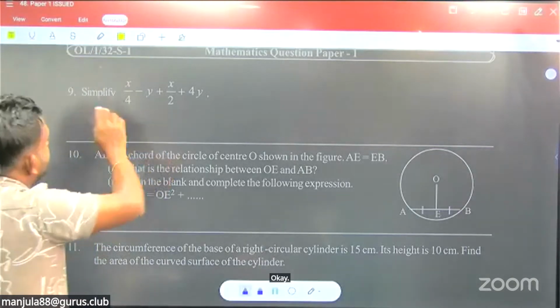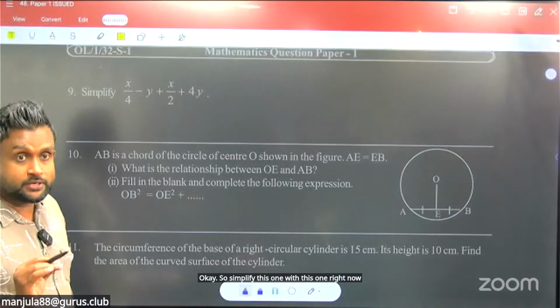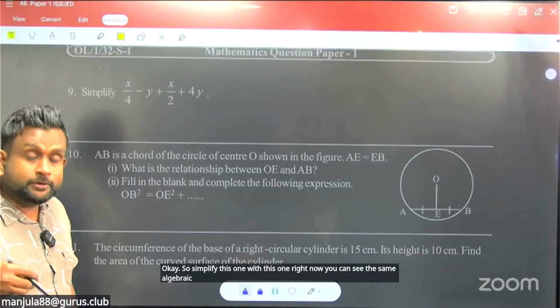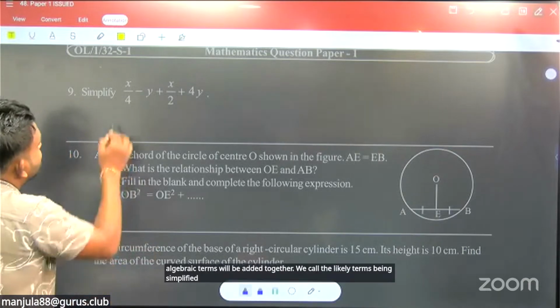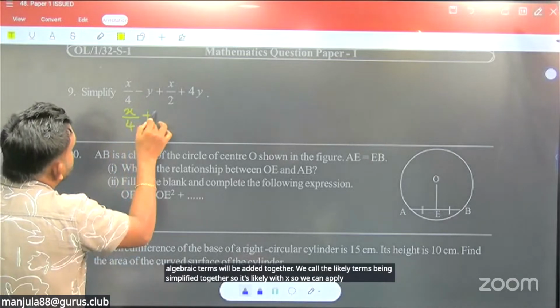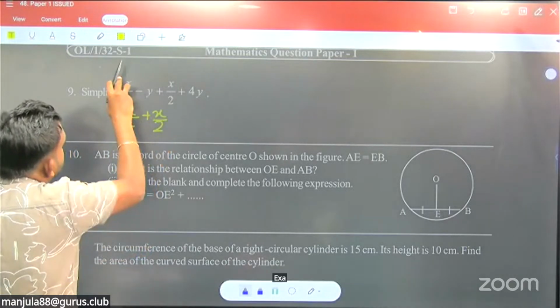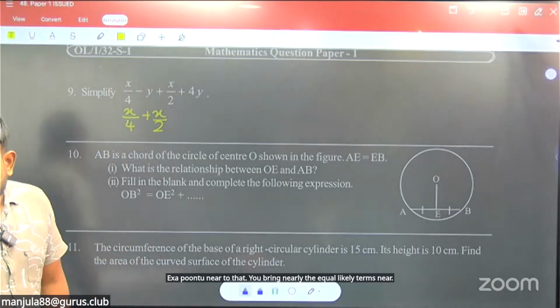So simplify this expression. Now you can see the same algebraic terms will be added together. We call them like terms being simplified together. So x with x. You can apply x upon 4 plus x upon 2, bringing the like terms near each other.